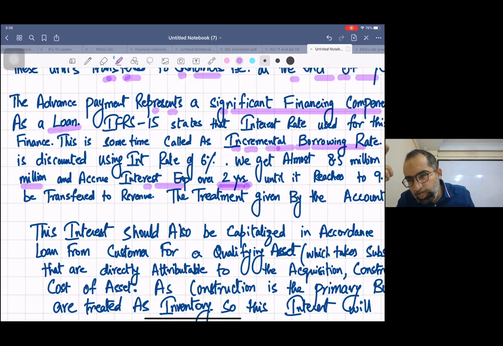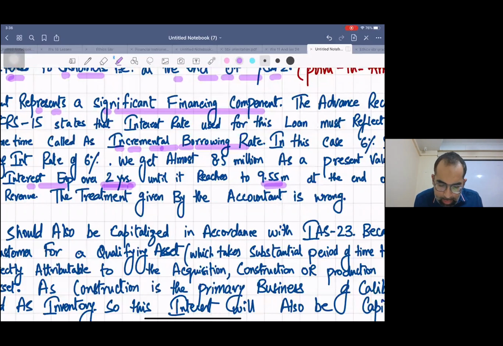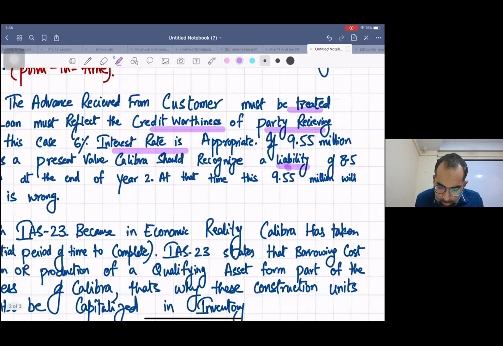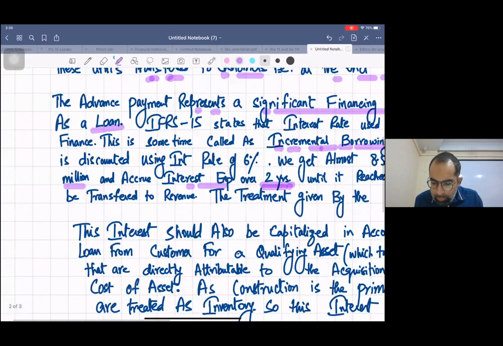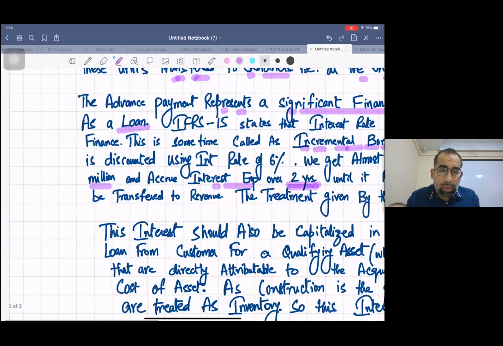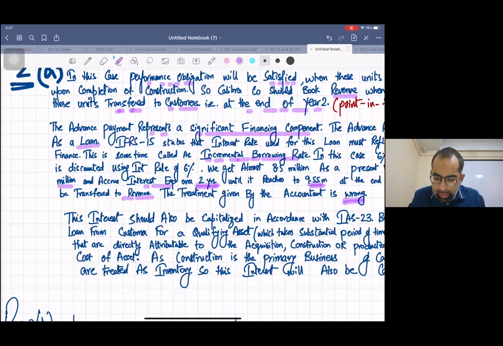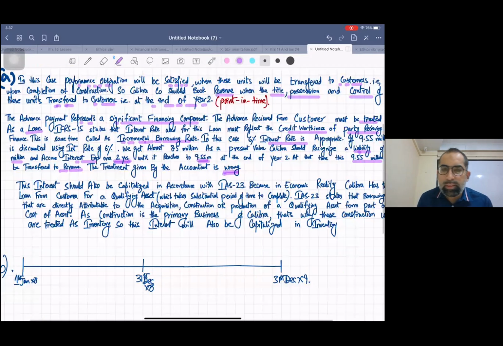Obviously we'll do unwinding and we'll take it to 9.55 million at the end of year 2. At that time, this 9.55 million will be transferred to revenue. The treatment given by the accountant is wrong. And students, don't worry about it. Whatever I have written here, I'll make the entries as well. I'll show you through entries as well. Even they have asked the entries in this question.